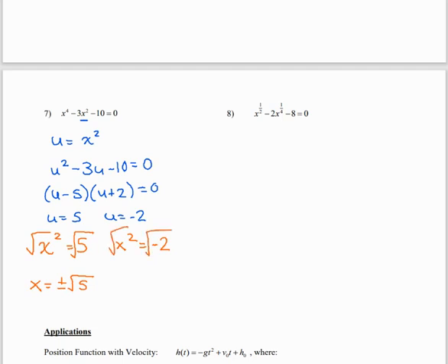Now solve the second one. Same deal. I need plus or minus. Remember here we have a negative out front, so we'll have i root 2. So we have 4 solutions here. We have plus or minus root 5, and we have plus or minus i root 2.